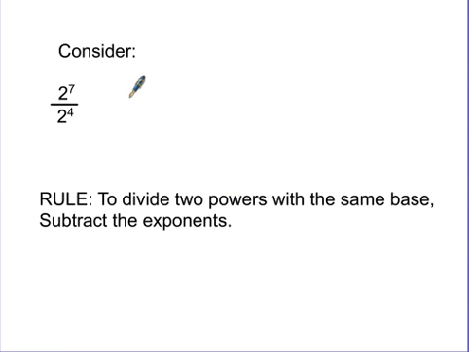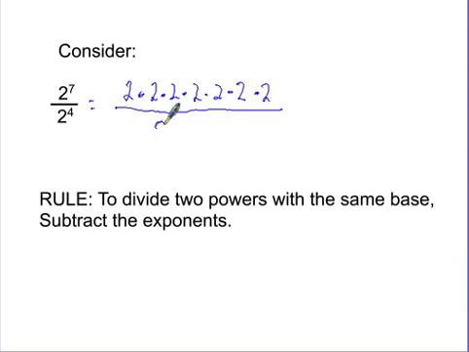If we expand this, 2 to the 7th looks like this: 2 times 2 times 2 times 2 times 2. I should have used smaller exponents. 1, 2, 3, 4, 5, 6, 7, right? Means we have 2 as a factor 7 times. And it would be over 2 times 2 times 2 times 2, which is 2 to the 4th, right?